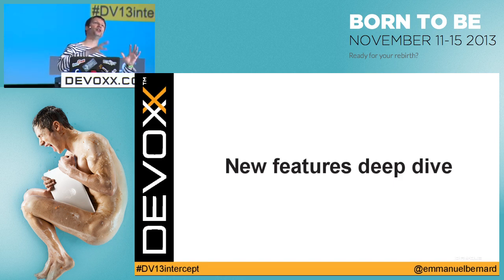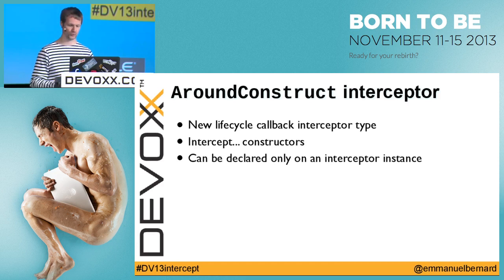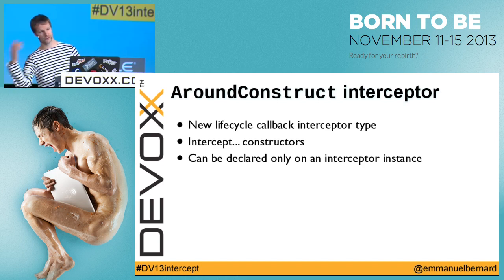So that's it about the use case, the reason for those new features. Now let's dive into the detail of why we have those, how those new features actually work, the semantics of them, and how you can use them. The first one, remember, is AroundConstruct. The goal is to have a new lifecycle callback, which is about intercepting constructors.